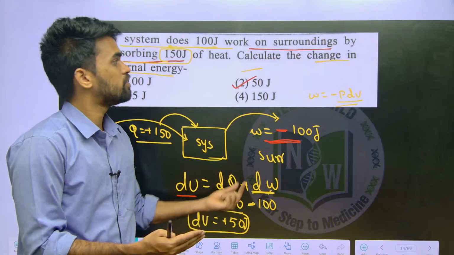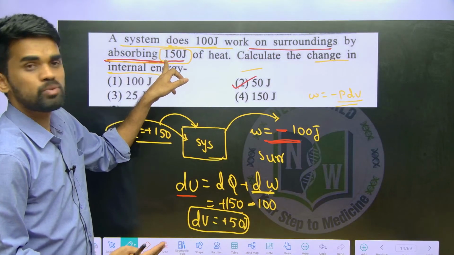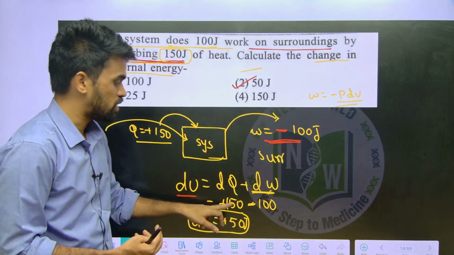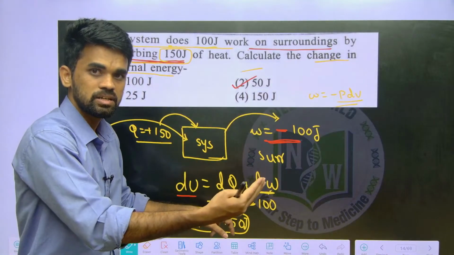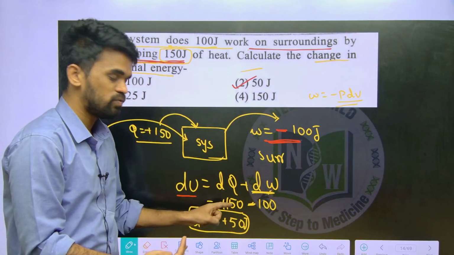How much value they have given? They said heat is absorbed. How much amount is it? 150 joules. Okay, you write absorbed, so plus 150. If it is released, it is minus 150. Since they are saying absorbed, you write plus 150 joules.